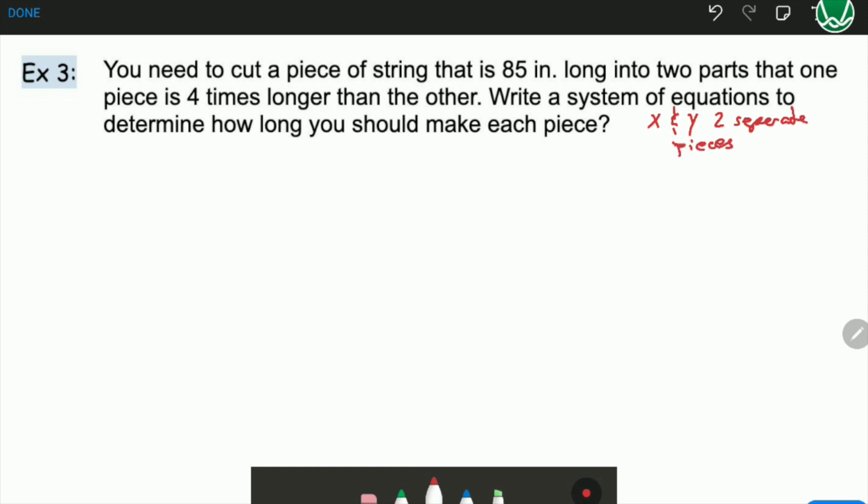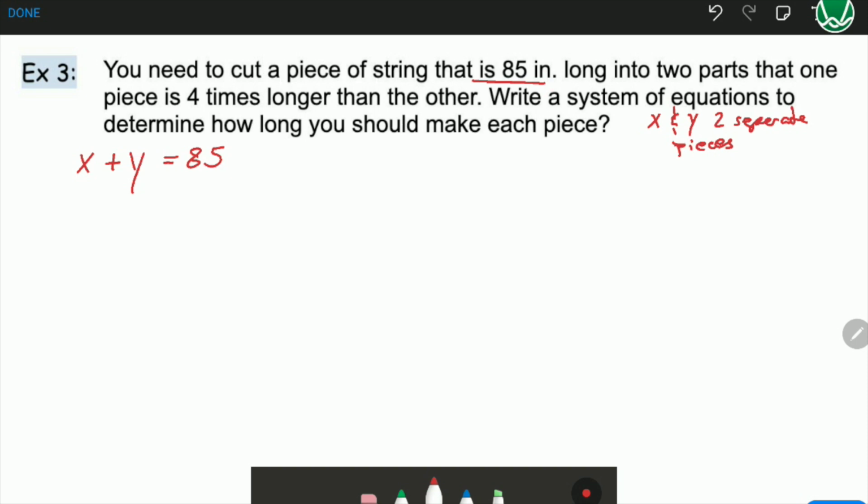A lot of the times with system problems, you're given two totals, and those are on the other side of the equation by itself. This time, however, we are only given one total, and that's the original string, before we broke it into two pieces, is 85 inches long. So that means that x plus y, the total of our two pieces, should still be 85 inches long, even after we cut it apart.